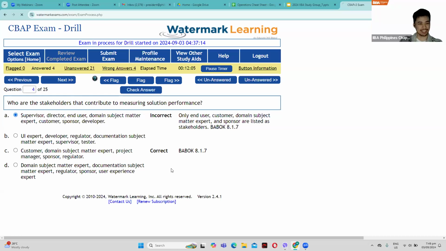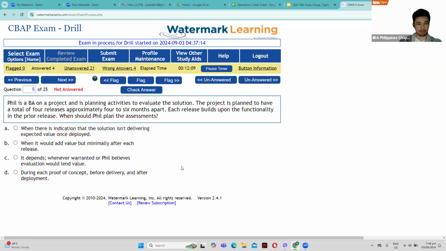Yes, definitely. Okay. Phil is a BA on a project and is planning activities to evaluate the solution. The project is planned to have a total of 4 releases, approximately 4 to 6 months apart. Each release builds upon the functionality in the prior release. When should Phil plan the assessments? A, when there is indication that the solution isn't delivering expected value once deployed. B, when it would add value but minimally after each release. C, it depends, whenever warranted or Phil believes evaluation would lend value. D, during each proof of concept before delivery and after deployment.